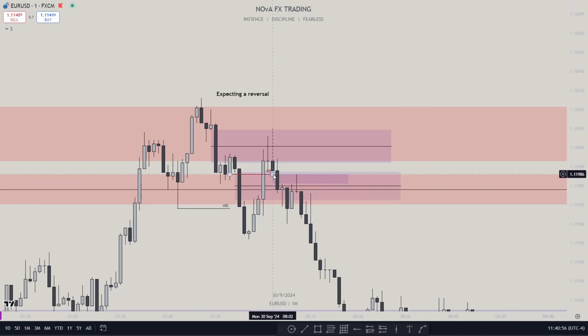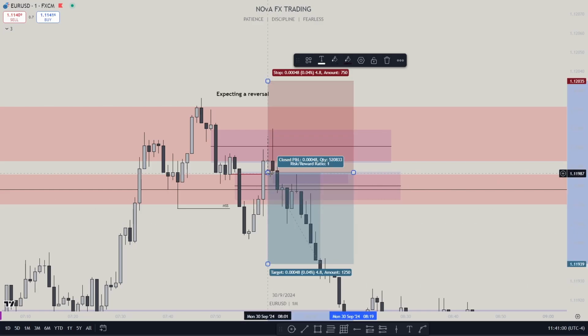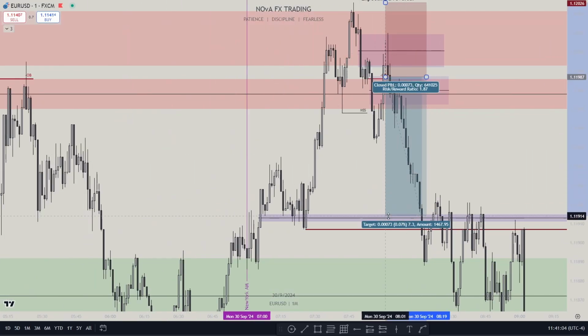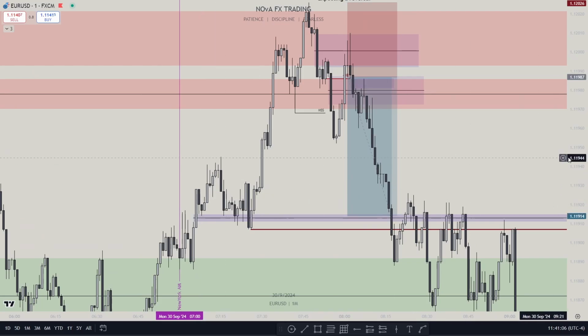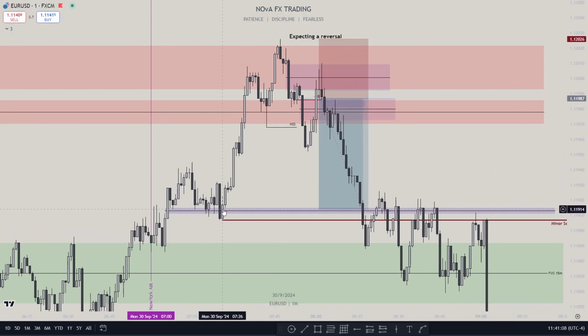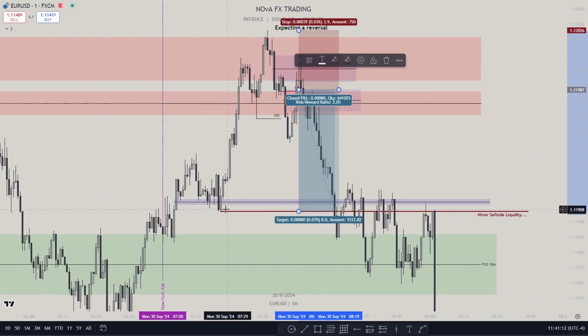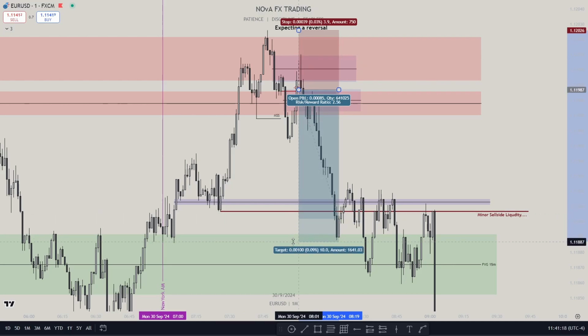If you want, you can just short it right there, put this there, and we can aim for this level, which is the fair value gap here, which did hold the price for some time. Or if you want, you can just put it in this sell side liquidity. You can take a bit of partials here, and then we can aim for these equal lows there.